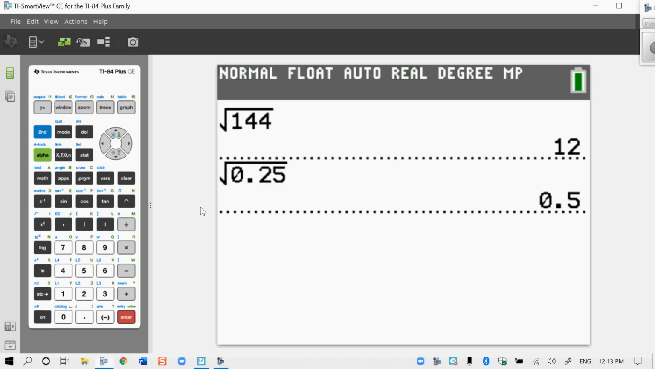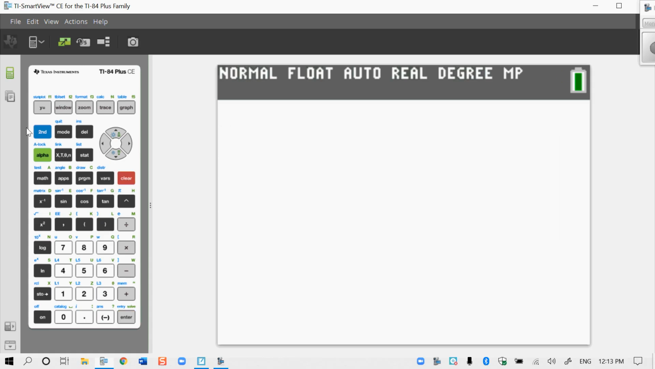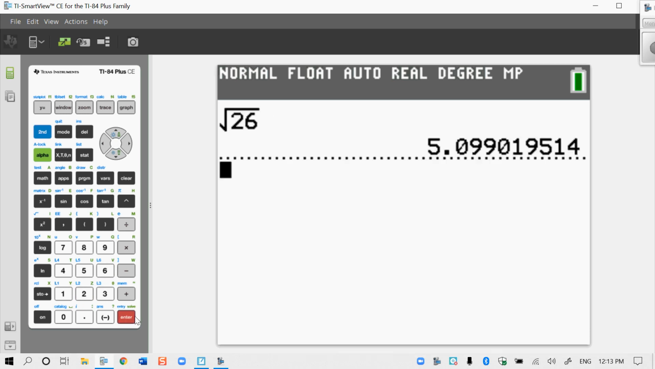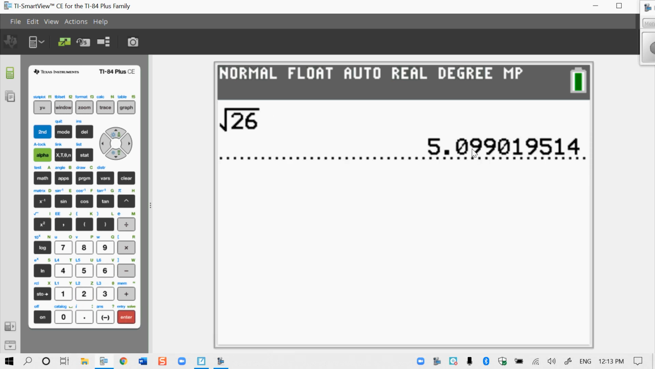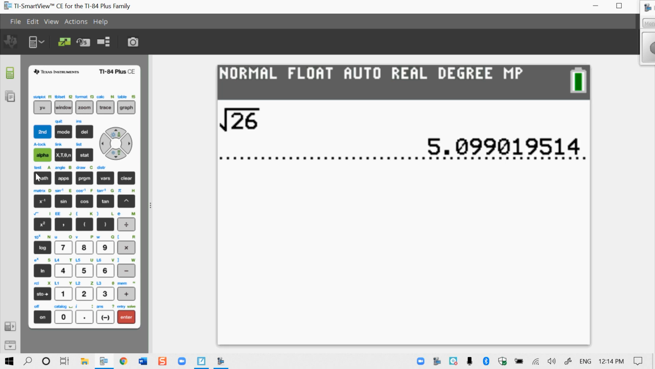So if I go back to my calculator, let's try the square root of 26. See how I have this non-repeating, it kind of looks like it ends, but it doesn't. I assure you it goes on forever and ever and ever without any repeat. The calculator is just showing us the first 10 or so digits after the decimal. So that would tell me 26 is not a perfect square.